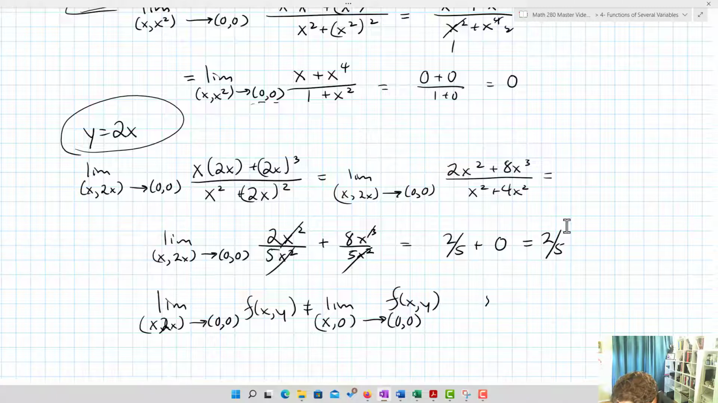Okay? So the limit does not exist. And that's one of the ways that we actually go through and we prove something like this. That limit will not exist. All right. There we are.